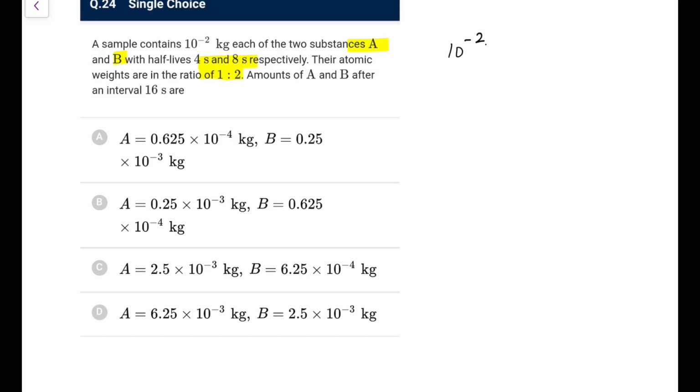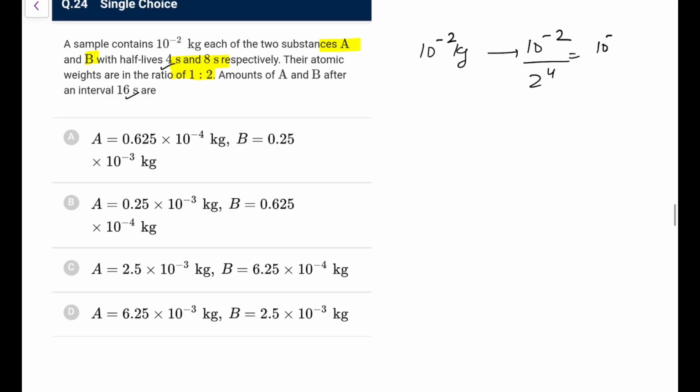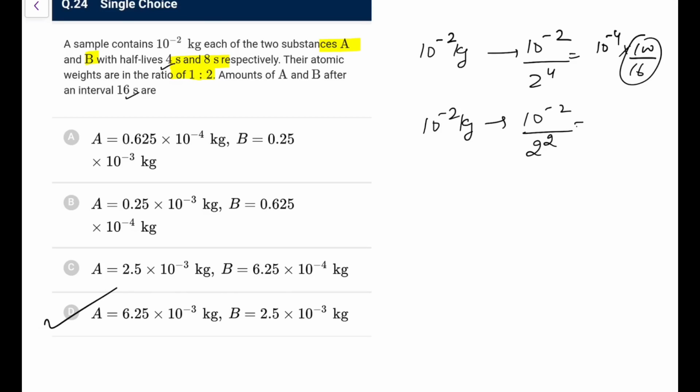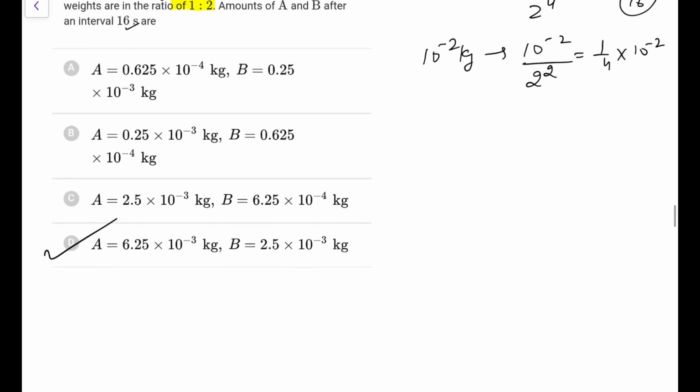So A was 10 to the power minus 2 kg. Its half-life is 4 seconds. So 4 half-lives have gone. So it would be 10 to the power minus 2 upon 2 to the power 4. That you can directly write as 100 by 16 into 10 to the power minus 4. So that would be 6.25 into 10 to the power minus 4. That would be A. So you are left with only one option. Let me do it for B also. Because it has 8 seconds half-life, 2 half-lives have passed, so 10 to the power minus 2 upon 2 to the power 2. That is 1 by 4 into 10 to the power minus 2. That is 2.5 into 10 to the power minus 3 kg. That's the answer. Go for option D here.